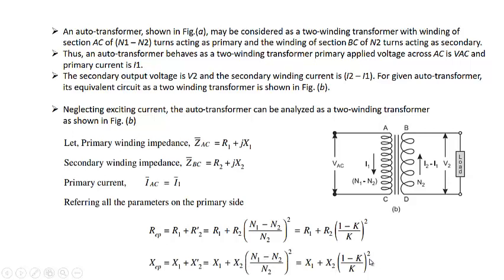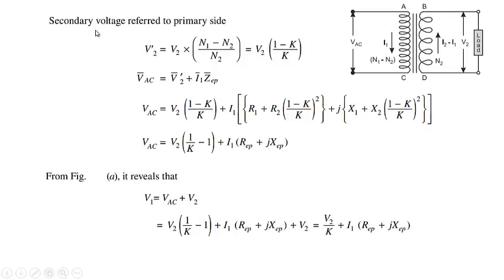Here also, as I have told you, we have used the simplified equivalent circuit. We assume the parallel branch exciting current to be neglected, or on the input side of the transformer. So the secondary voltage referred to the primary side, V2 dash, will be equal to N1 minus N2 divided by N2 into V2, that is 1 minus K divided by K into V2, and VAC will be equal to V2 dash plus I1 into ZEP. So VAC is equal to V2 into 1 minus K divided by K plus I1 into R1 plus R2 into 1 minus K divided by K whole square plus j times X1 plus X2 into 1 minus K divided by K whole square. So this is the total equation of VAC. In general it can be simplified like this: V2 into 1 minus K divided by K plus I1 into REP plus jXEP.